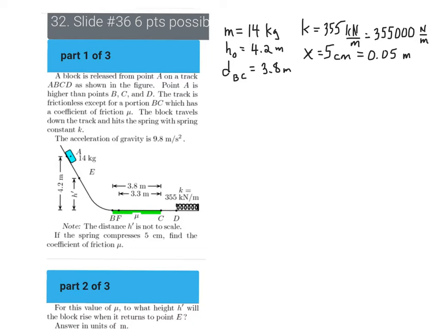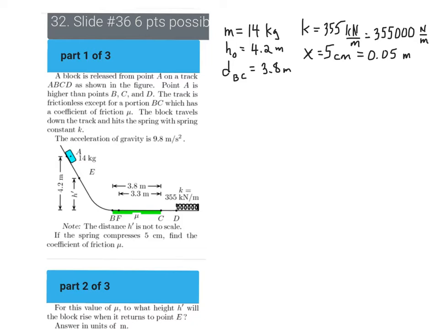We're given a spring constant in kilonewtons per meter, which we need to convert to newtons per meter just by multiplying by 1,000. And then we are given the spring compression, which is x, 5 centimeters. So that is also going to need to be converted back to meters by dividing by 100. From here, the overall goal is to figure out the coefficient of friction.